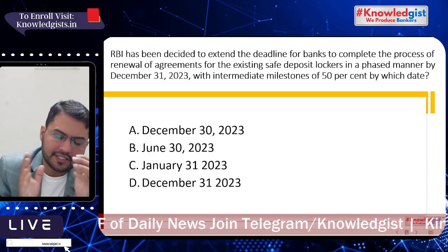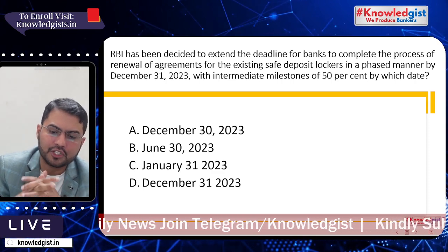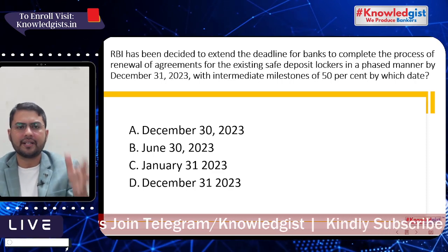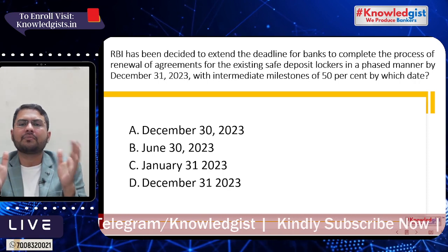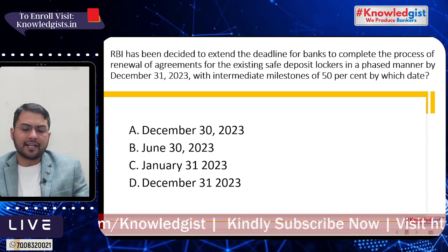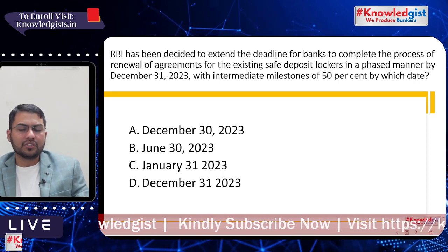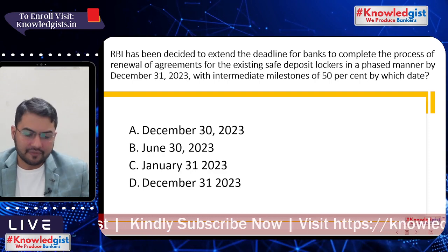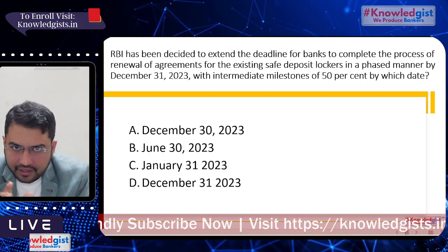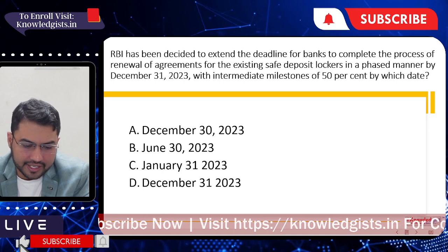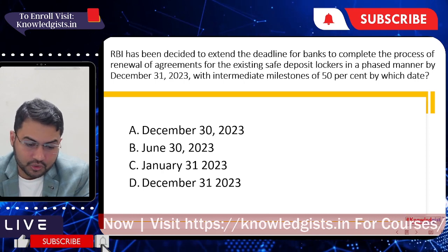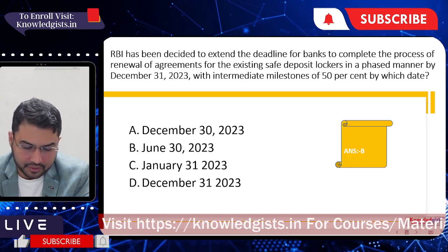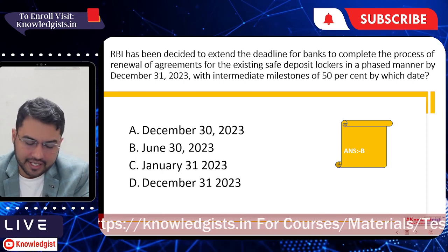RBI has decided to extend the deadline for banks to complete the process of locker agreements, and by what date is 50% of the locker agreements to be completed? 30th December, 30th June, 31st January, 31st December. Again, I hope you all got it right. 30 June 2023. B is the right answer.